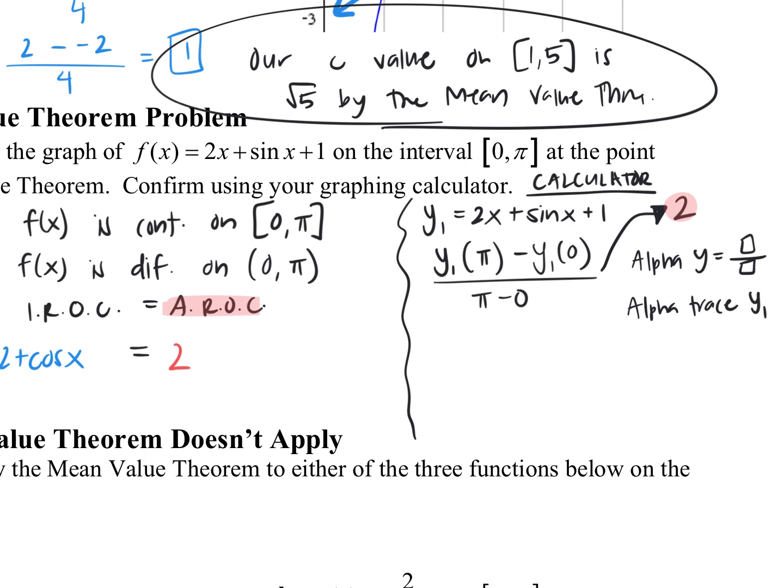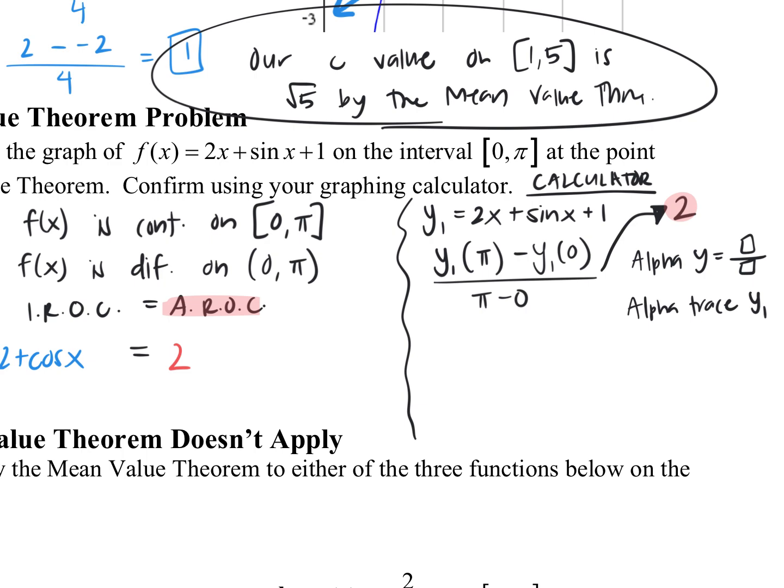So now if I want to figure out when 2 plus cosine of x equals 2 on my calculator, what are we going to do? Subtract 2? We could subtract 2, but then what do we do? Is there a function that we can plug that into on the calculator? If we want to find out when they're equal to each other, don't we just want to find out where they cross? Sure, yeah.